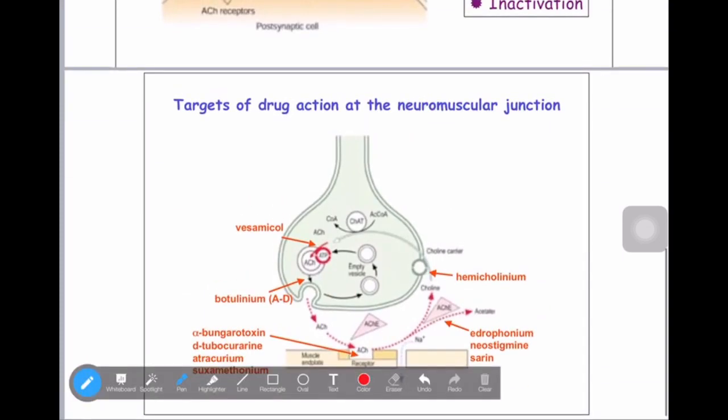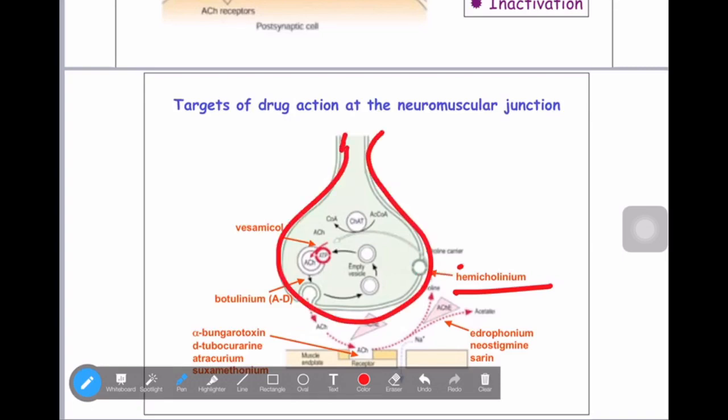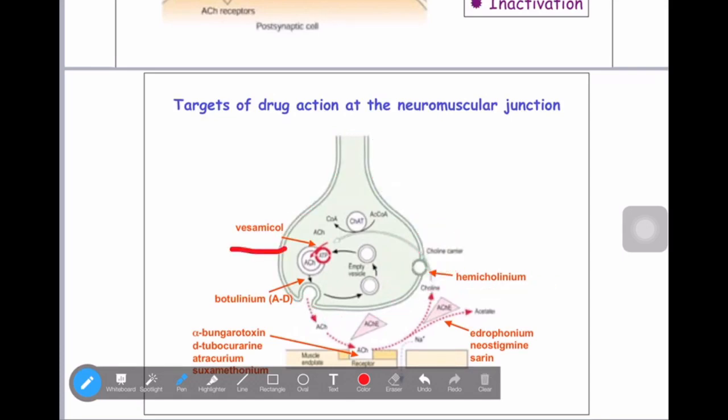Now these are the 5 types of drugs we're going to read. That is hemicholinium, which blocks the entry of choline into the presynaptic cell. The second one is vesamicol, which blocks the storage of acetylcholine in the vesicle. This is the vesicle and this is acetylcholine, and vesamicol blocks this storage. The other one is botulinum. Botulinum blocks the release of acetylcholine from the presynaptic terminal. And then alpha bungarotoxin, D-tubocurarine, atracurium, and succinylcholine.